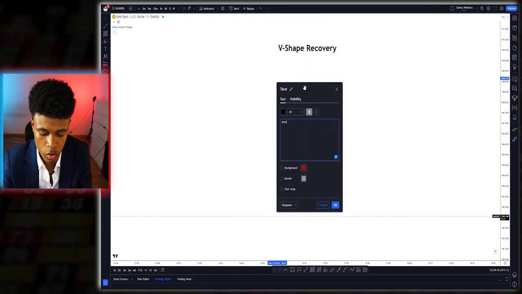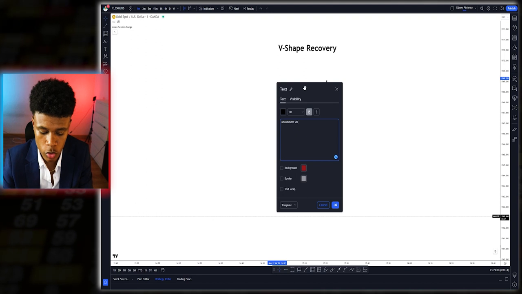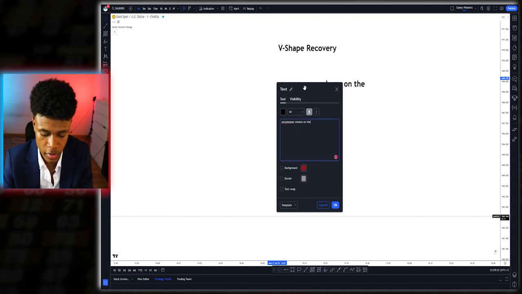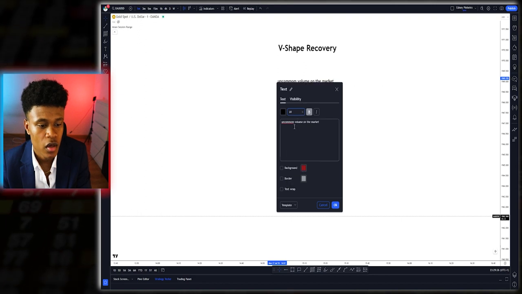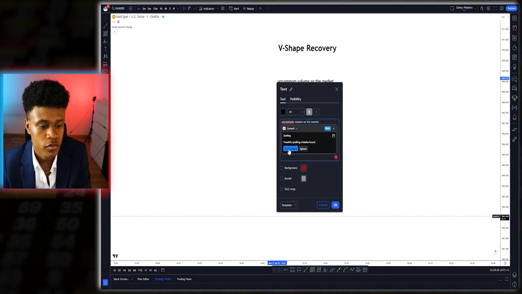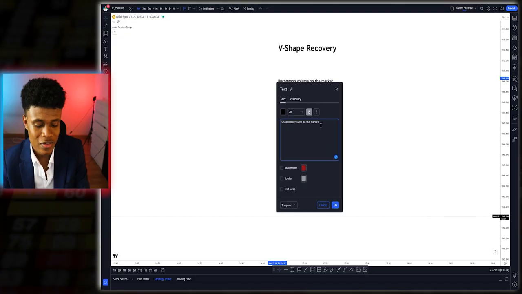It's not common, uncommon volume on the market. Of course, when I say uncommon volume, I'm saying relative to that specific moment, okay? Because you can have 100 million on a single candle and it's normal in the New York session, but in the London session, it's not normal. It's above normal. So that's what I'm saying.